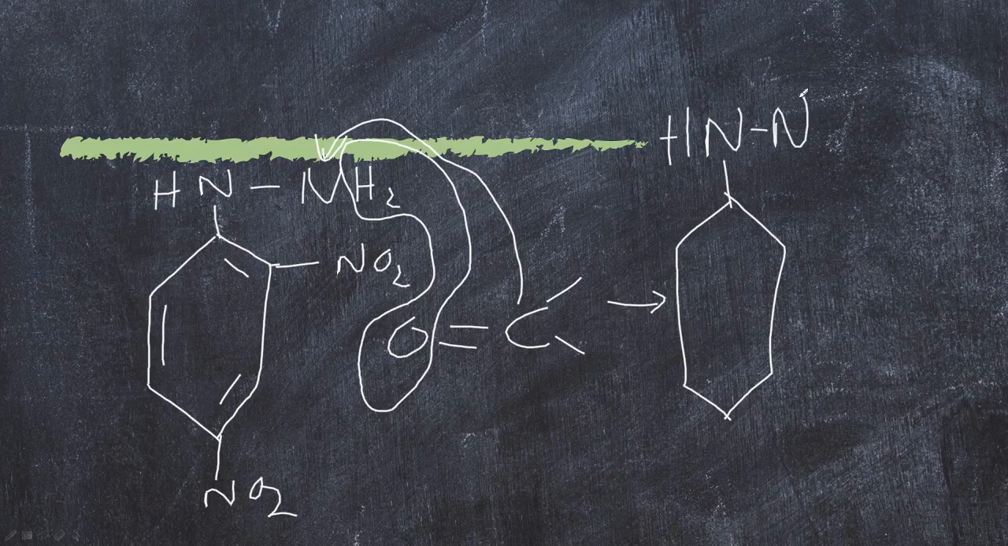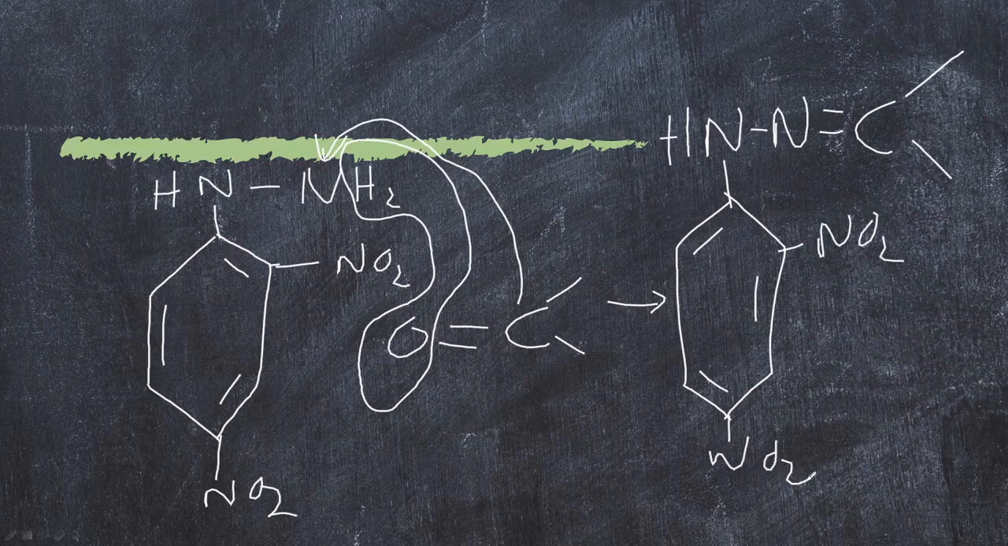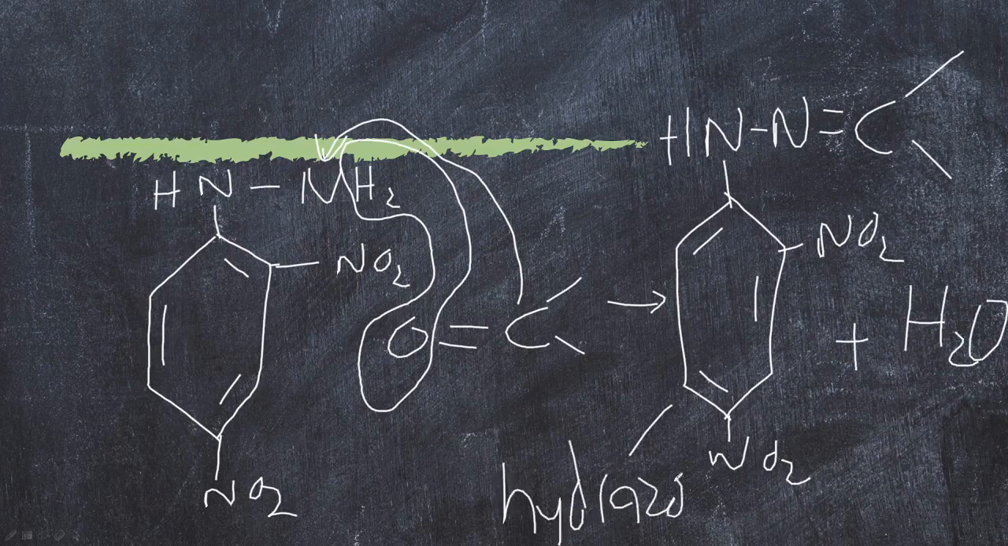Now this double bond will end up coming here to combine with this, and we can include our benzene ring. This is our benzene ring, and at the end of the day, with our nitro groups, NO2 and NO2, plus H2O. That's what happens in this reaction. These are 2,4-dinitrophenylhydrazine, and these are hydrazone. That's everything that happens in this reaction.